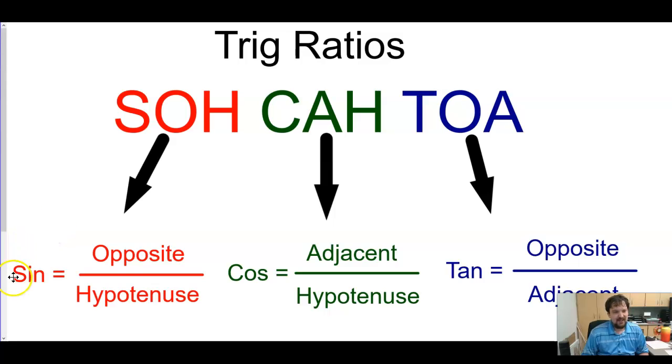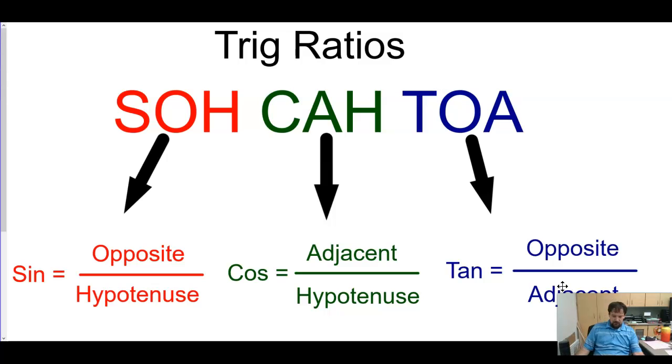That just means sine equals opposite over hypotenuse. That's why I have an S for sine, an O for opposite, and an H for hypotenuse. Next we have cosine. C stands for cosine, A stands for adjacent, and H is for hypotenuse, because cosine equals adjacent over hypotenuse. And last we have TOA. T for tangent, O for opposite, and A for adjacent, because tangent equals opposite over adjacent.